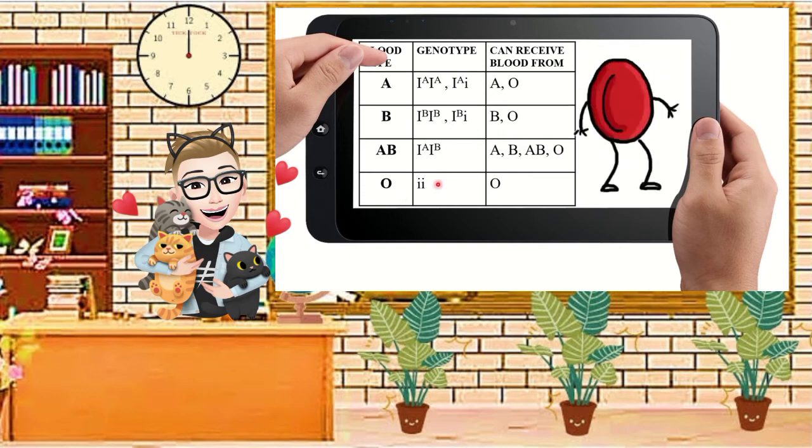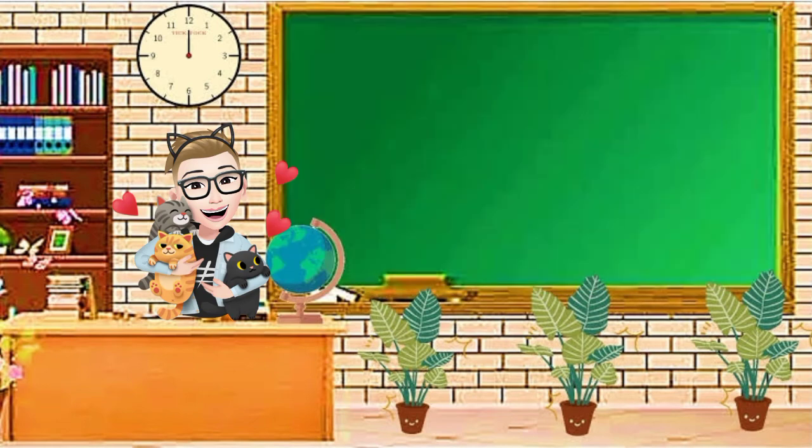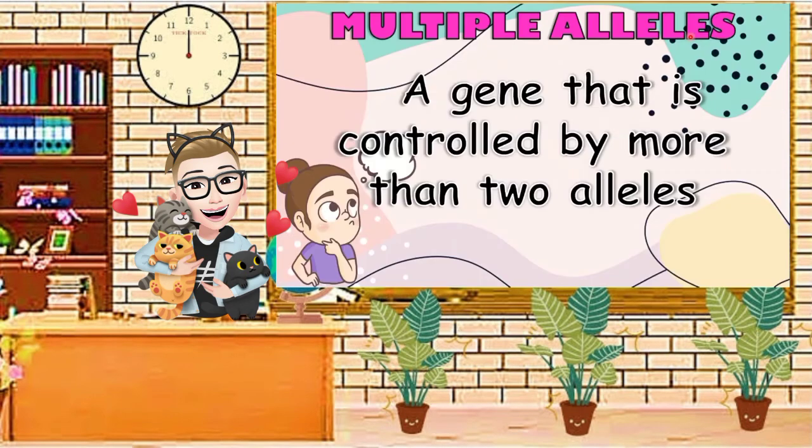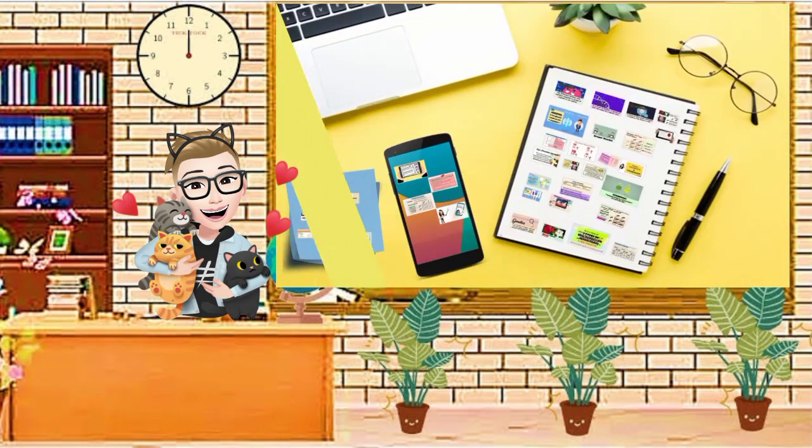And for blood type O, it has no antigen, therefore it has only the ii genotype. And it can receive blood type O only. And as you can see, blood type O can be donated to the different blood types because it is considered a universal donor. So those are the 3 types of non-Mendelian patterns. We have number 1, incomplete dominance, codominance, and lastly, multiple alleles.